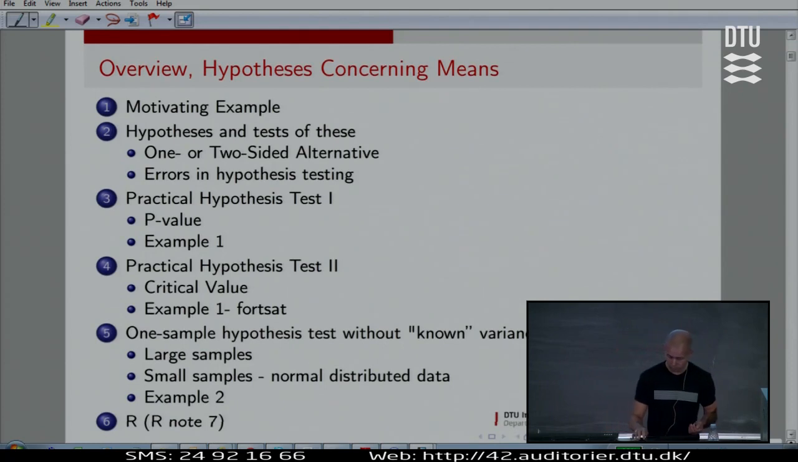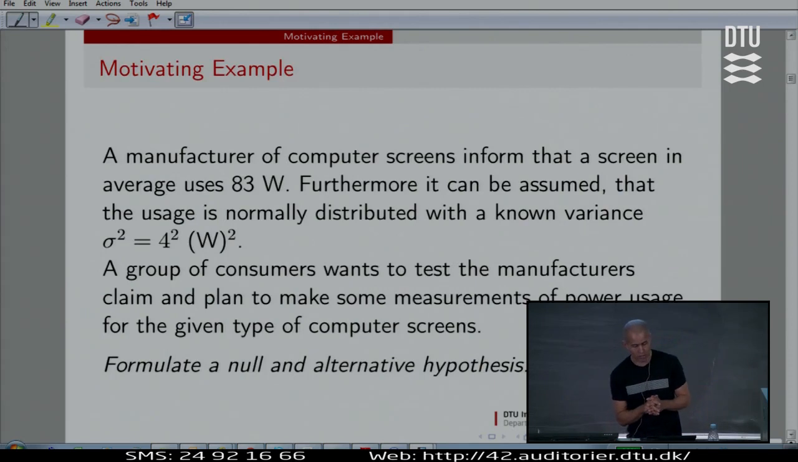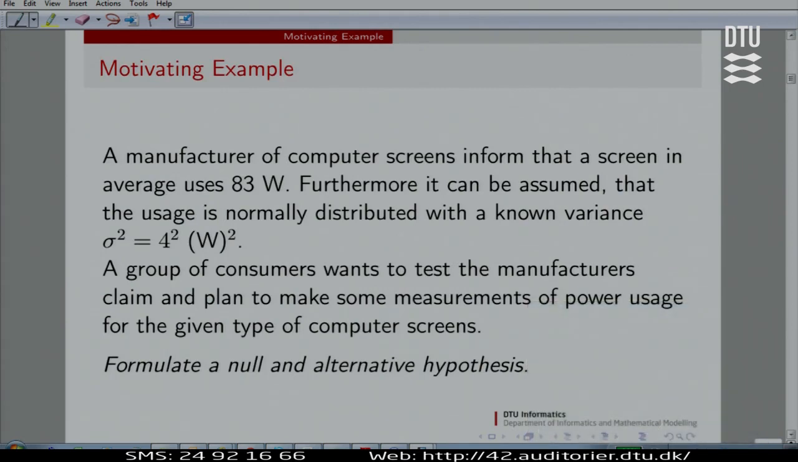Motivating example. Part 1, hypothesis test. We're going to have a look at this small example. Again, it's an example put in an engineering world, in a manufacturing business world. We believe we are manufacturing computer screens. Whenever we are manufacturing things, there's a lot of specification on the products that you as a company are putting on the market. So, for instance, that it uses 83 watts is one such specification.